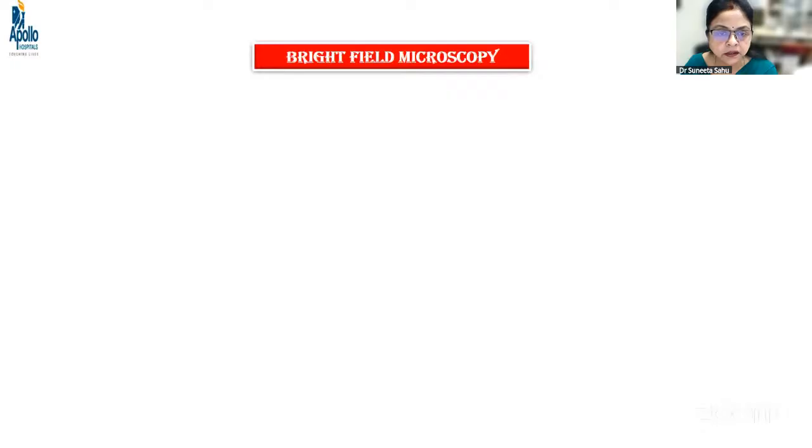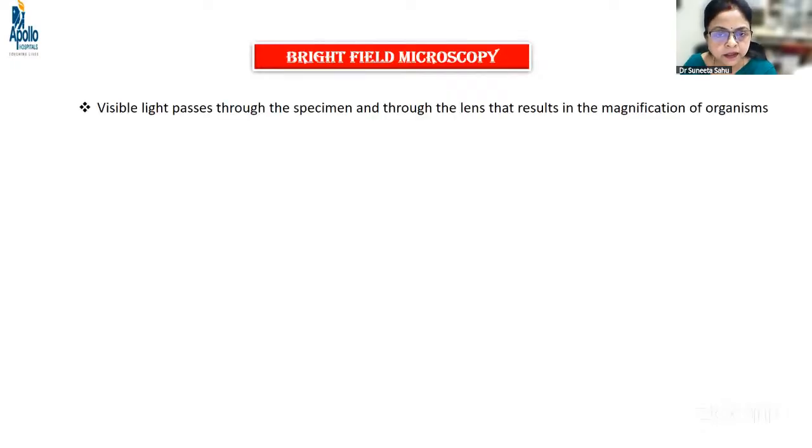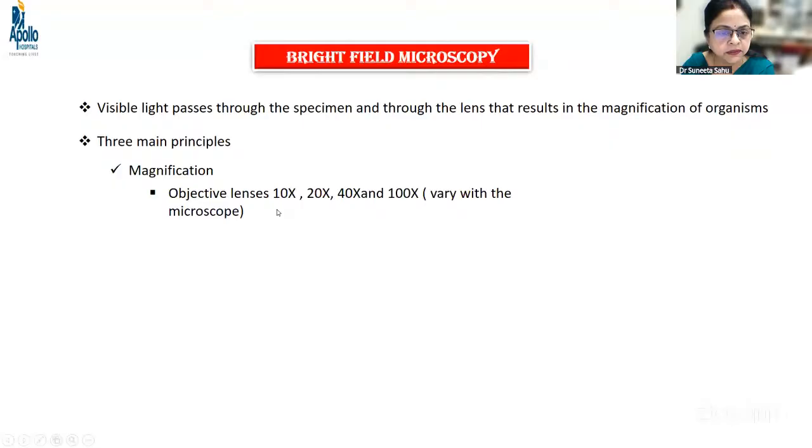So these are the uses of microscopy in the laboratory in order to give the diagnosis to the clinicians. Now, coming to bright field microscopy, which is very commonly used, the visible light passes through the specimen and through the lens, which results in the magnification of the organisms. There are three main principles to it. The first is magnification: objective lenses of 10x, 20x, 40x, and 100x, which varies with the microscopes present in the laboratory. The ocular lens magnification is 10x.